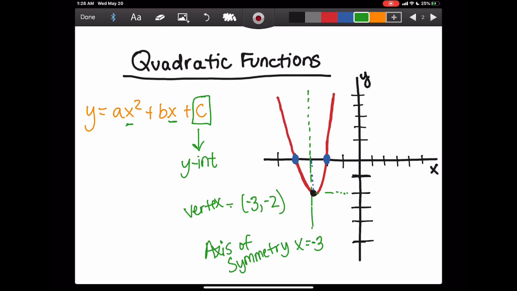You can't really see our y-intercept, but if this graph continues to get wider as it continues to go up, at some point it would cross that y-axis. We just can't see it here.